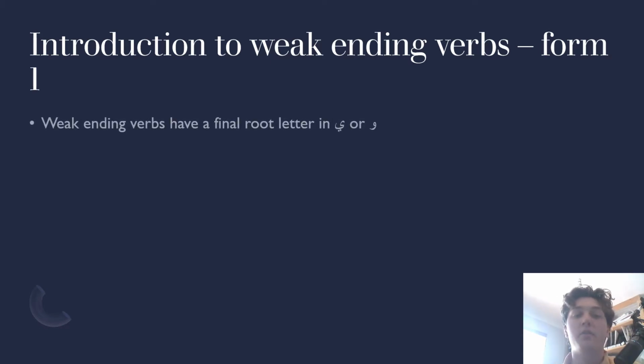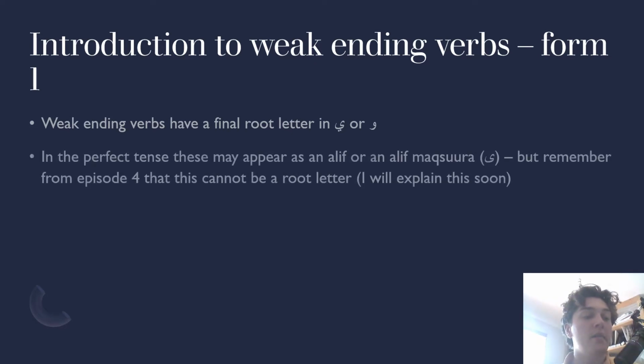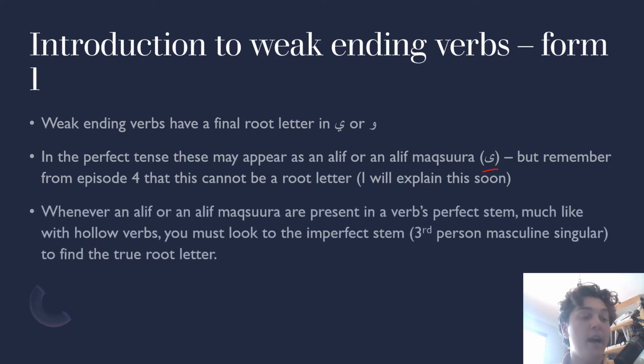Weak ending verbs, or defective verbs, have a final root letter in ya or waw, and in the perfect tense these may appear as an alif or an alif maksura, which looks like one of these. But remember from episode 4 that an alif cannot be a root letter, and I'll go into more depth about root letters in due course. But whenever an alif or an alif maksura are present in a verb's perfect stem, much like with hollow verbs, you must look to the imperfect stem, the third person masculine singular, to find the true root letter.